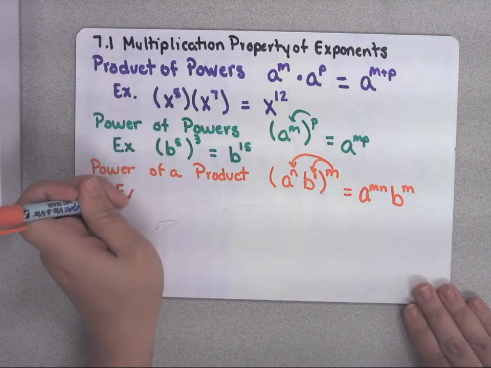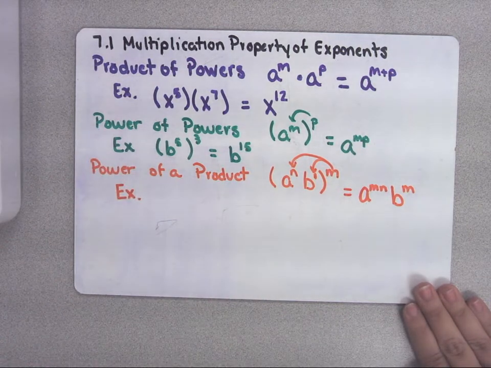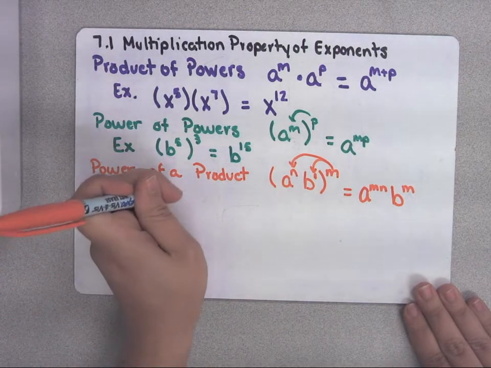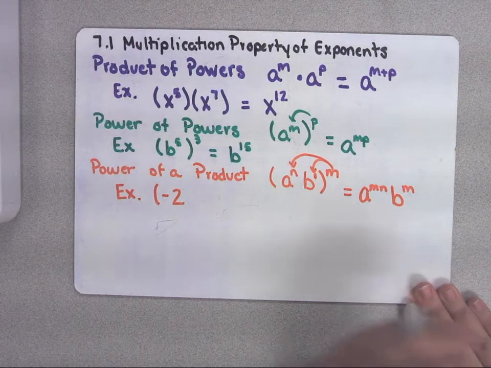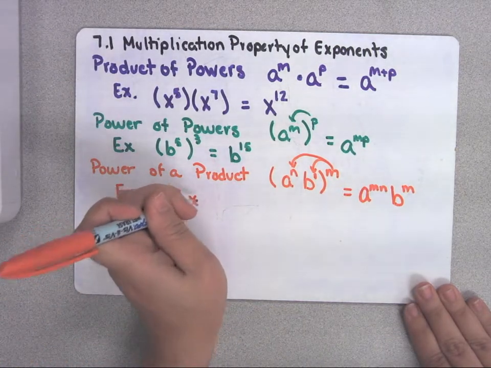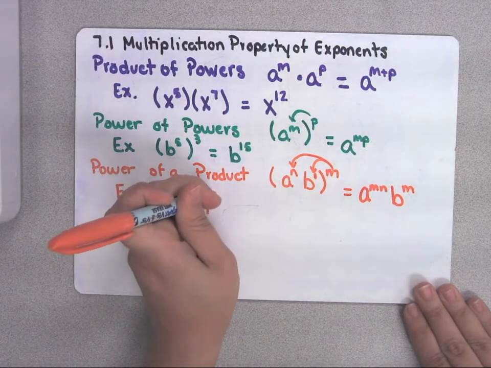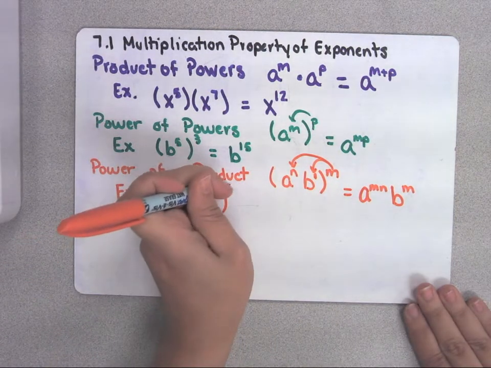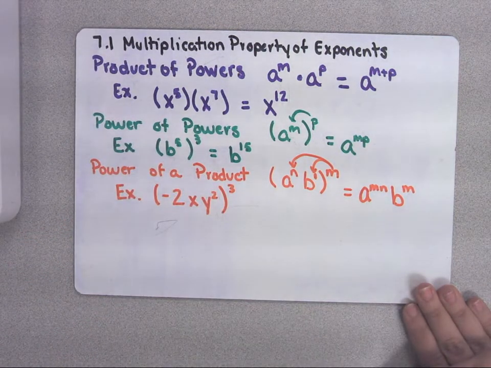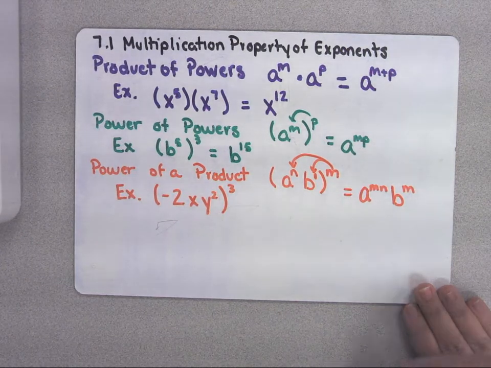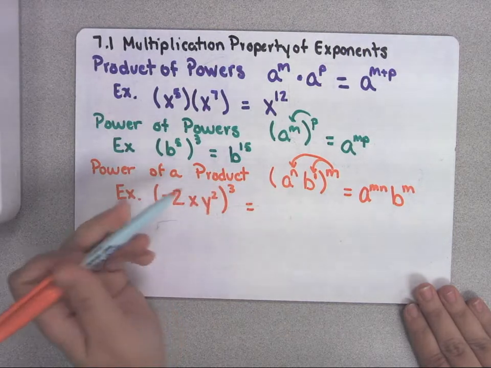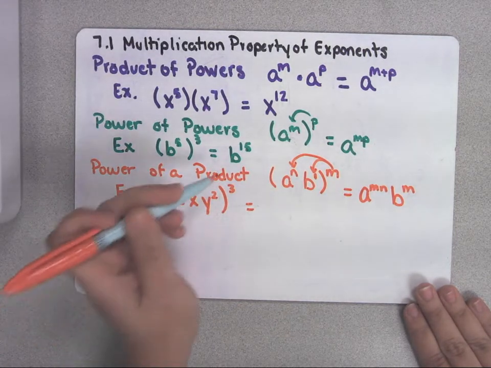Example, parentheses, -2 x y squared. Close your parentheses. All of that is cubed. Okay, so that 3rd power has to go to the 2 also.